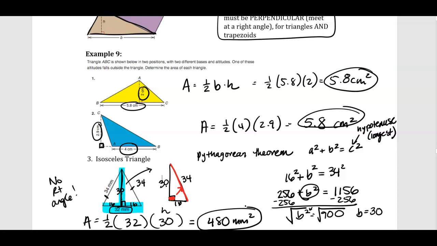So just a couple of things. Again, if you don't see the right angle when you're given the problem, you may have to get creative and divide it up into triangles and use the Pythagorean theorem. The Pythagorean theorem only works with right triangles. So keep that in mind.